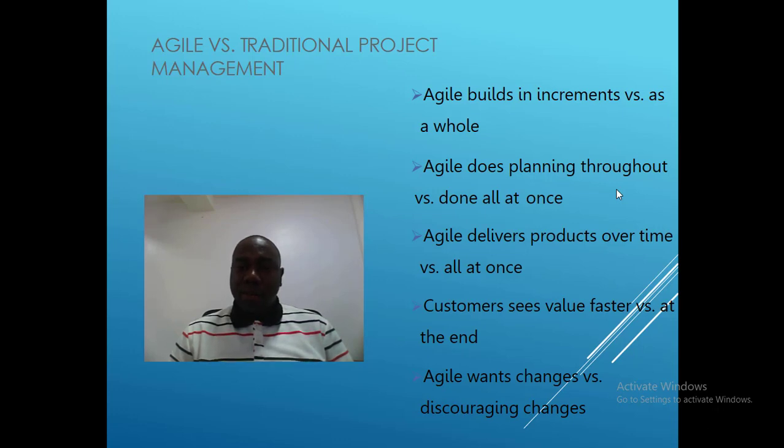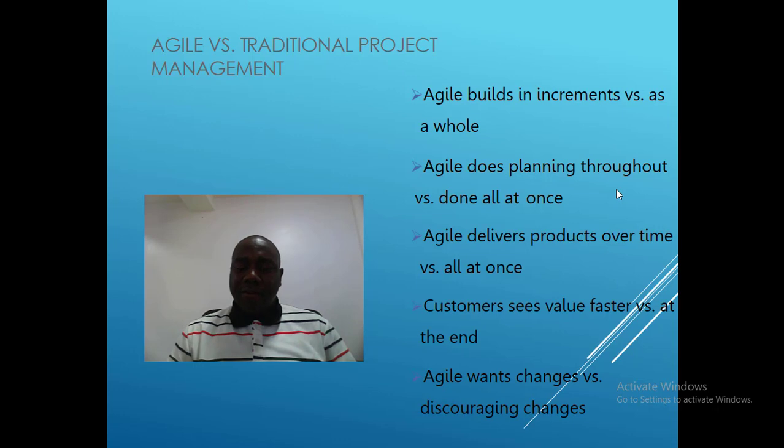Now Agile does planning throughout, while in traditional project management, detailed planning is done. Basically the major part of the planning is done at the beginning, but in Agile, planning is done throughout. Agile delivers products over a period of time, while traditional project management delivers at once.